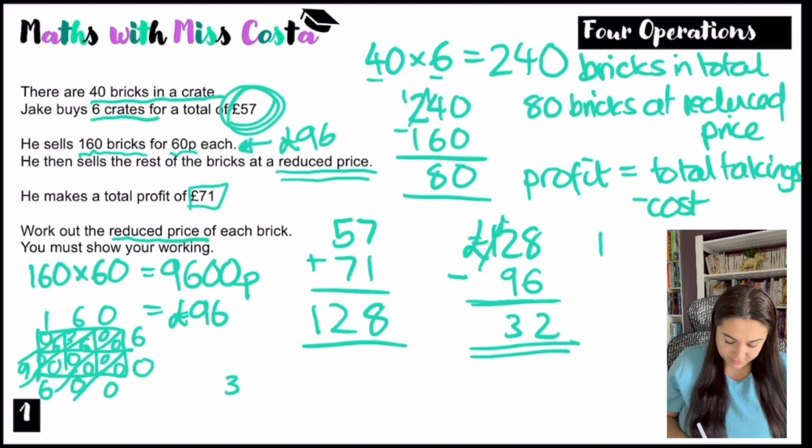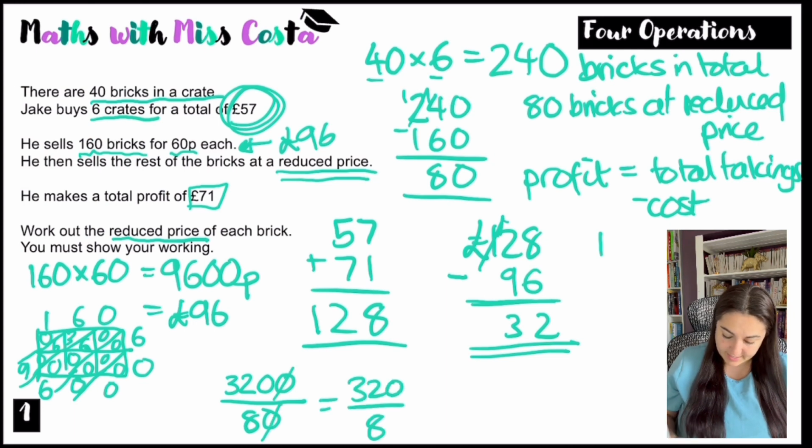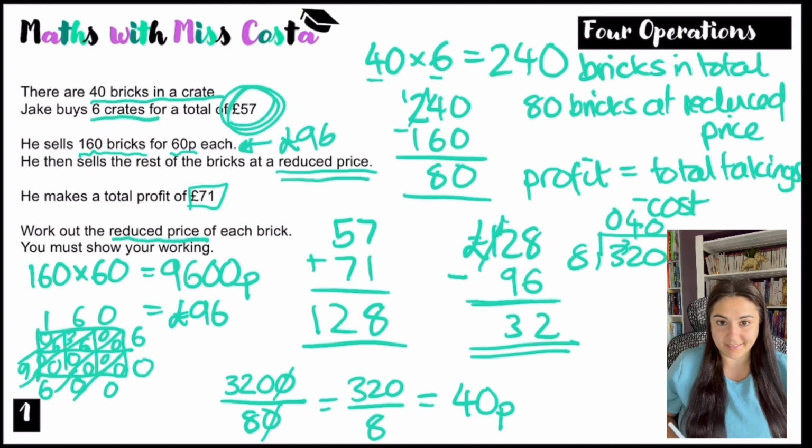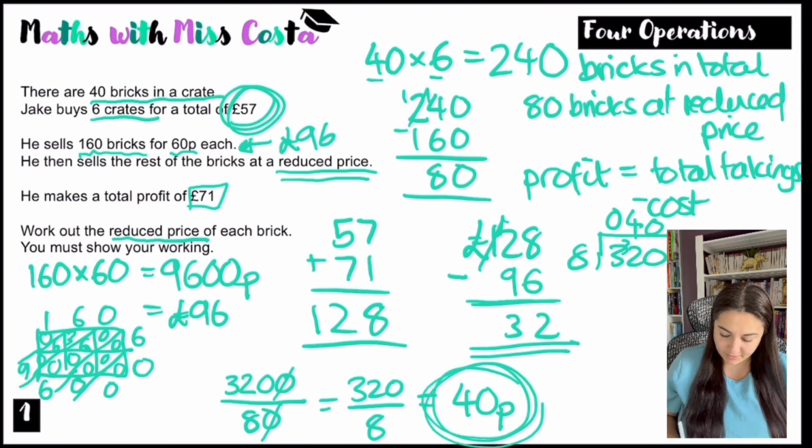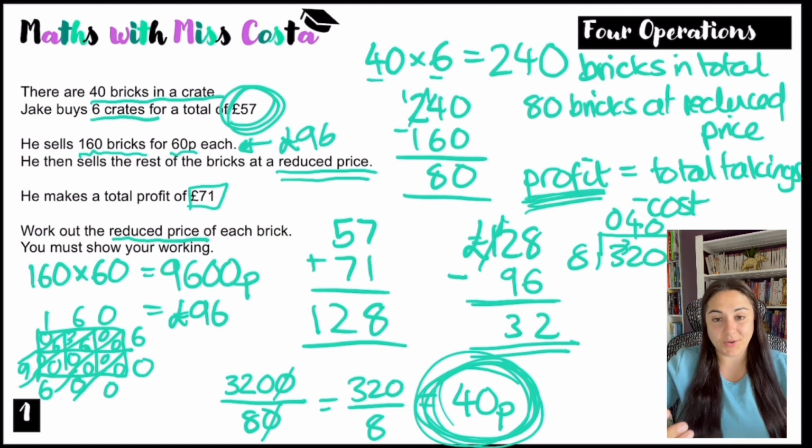So I could do 3,200 divided by 80 to figure out how much he must have sold those bricks for. If I divide both top and bottom by 10, that leaves me with 320 divided by 8, and then I can divide that a little bit more simply. So 320, how many 8s go into 32? Well, how many 8s go into 3? None. So how many 8s go into 32? 4. How many 8s go into 0? 0. So that must mean that he sold each reduced brick for 40p. Now this is a tricky question. The key thing is profit is what you have remaining once you subtract any cost incurred to you.